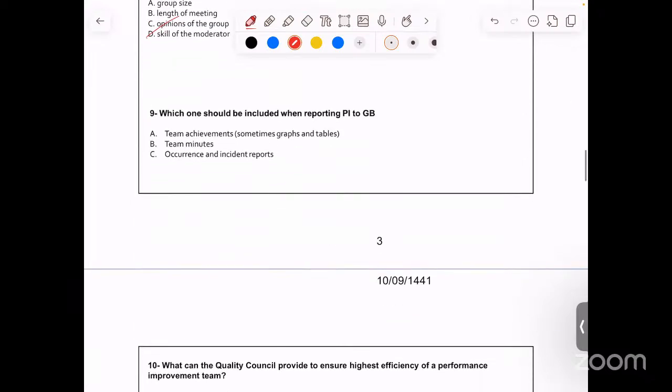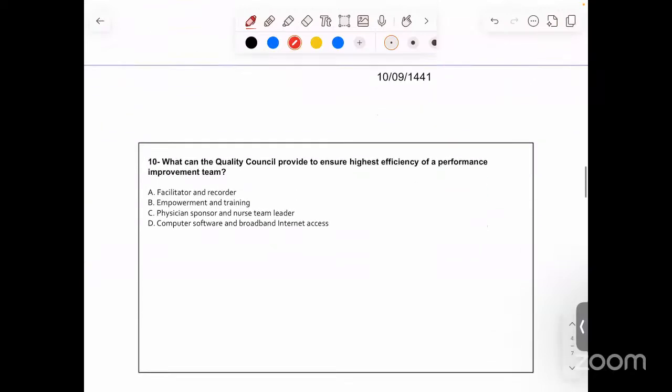Number 9, which one should be included when reporting project improvement to governing body? A, team achievements. B, team minutes. C, occurrence and incident reports. Okay. What is the best choice? Team achievements. A, team achievements. Radha? Yeah, team achievement. Very good. Excellent. Both of you are excellent. Yes, that's the answer. The best choice. Okay. That's the correct answer.